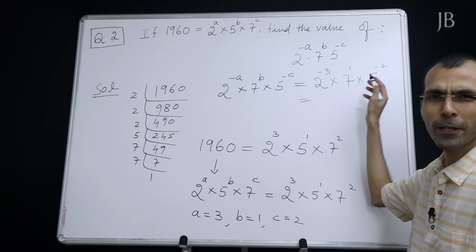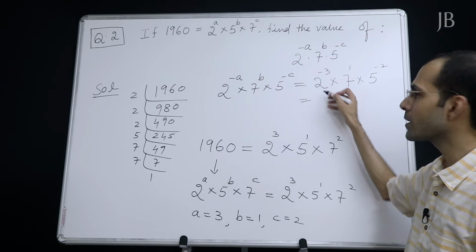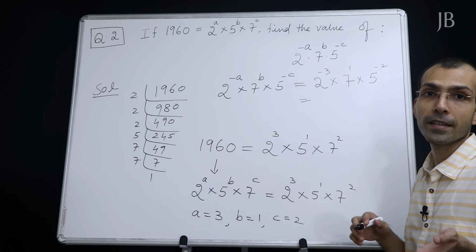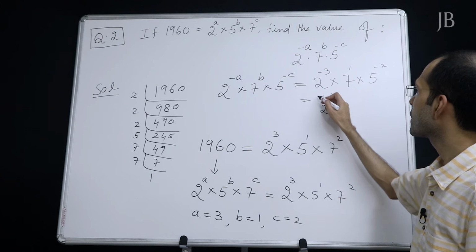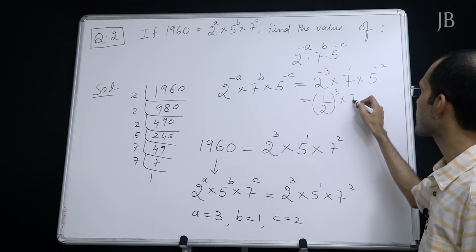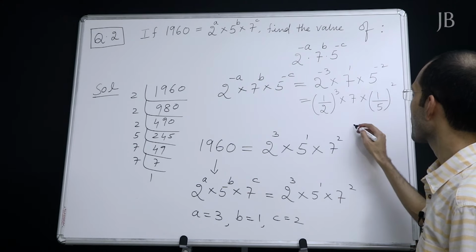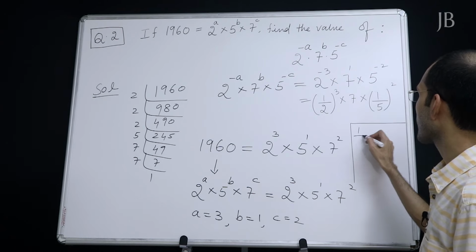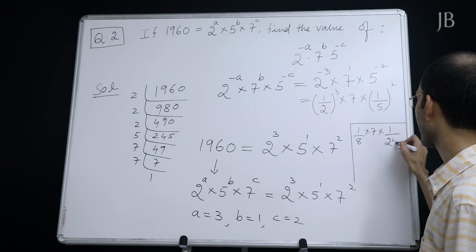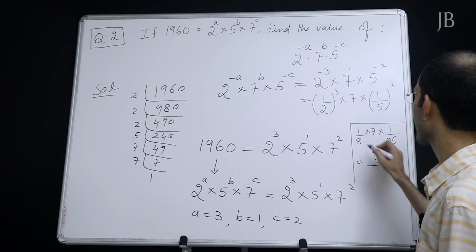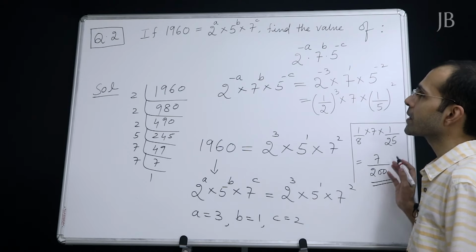Now this you just need to evaluate. 2 raised to minus 3, negative power. So what do we do? We reciprocal the base. When we reciprocal the base, index or the power changes the sign. So this will be 1 upon 2 raised to 3 into 7 into 1 upon 5 raised to 2. 1 upon 8 into 7 into 1 upon 25. This will be 7 upon 200, right? 25 into 8 is 200, yes. We can leave it like this.